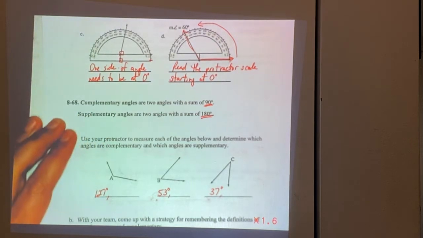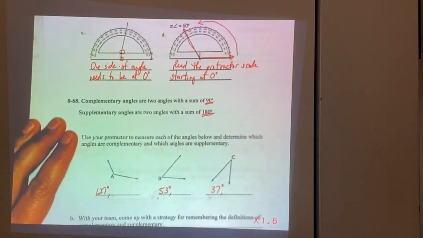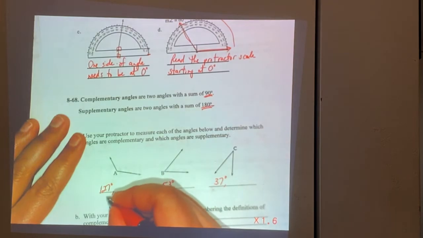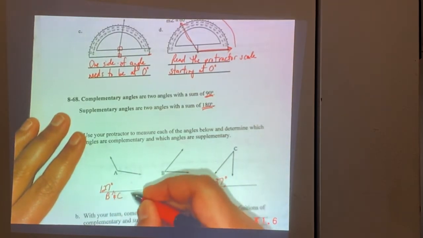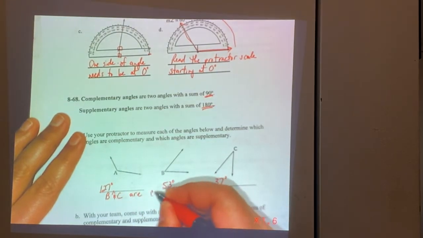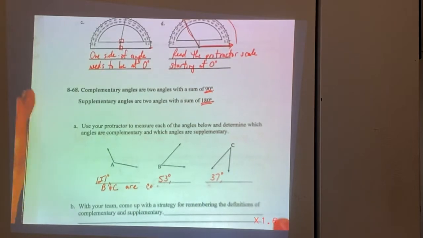So let's see. If I add up A and B, that would be 180. So here, let's do this. B and C are complementary. Is this on screen? Come on, let me get it straight now.